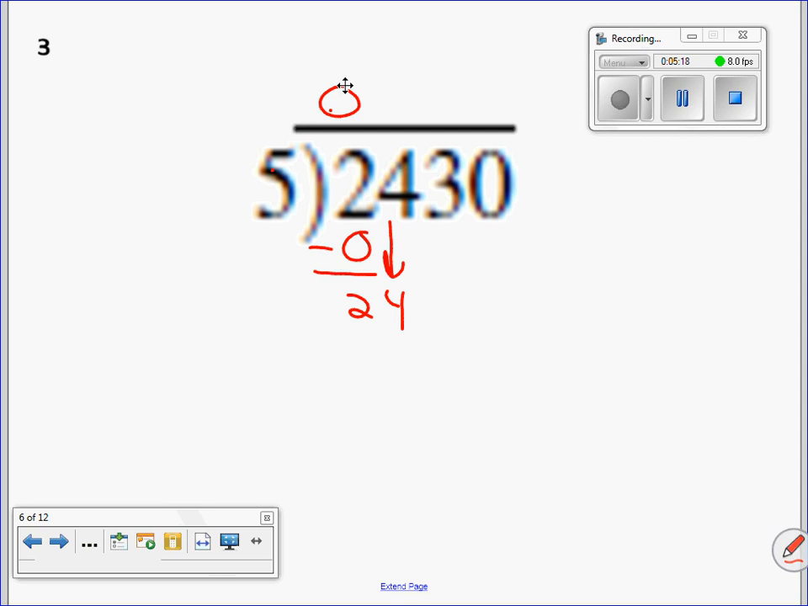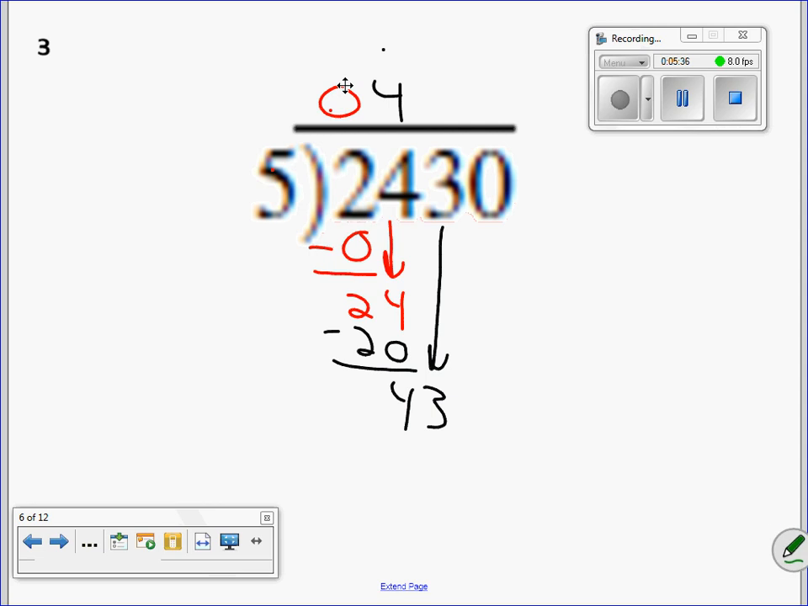I'm going to change colors. 5 goes into 24 4 times. If I put a 5 up here, kids, it's going to be way too big. It'd be 25. I have a 20 here. I'm going to subtract. I have a 4. A lot of times kids forget to do this next step. Make sure you bring down the 3.